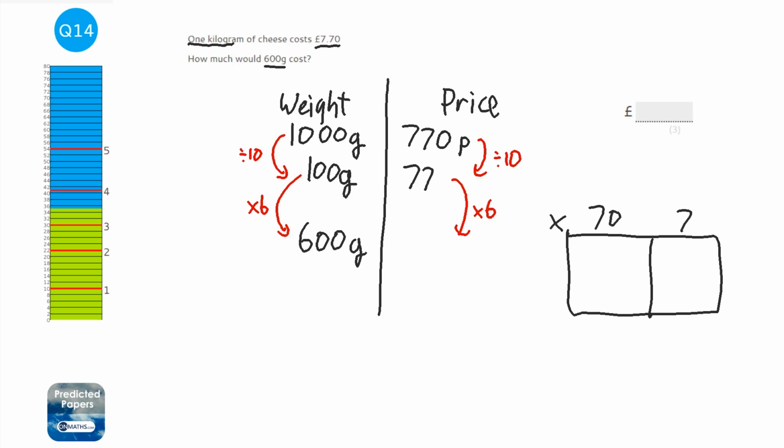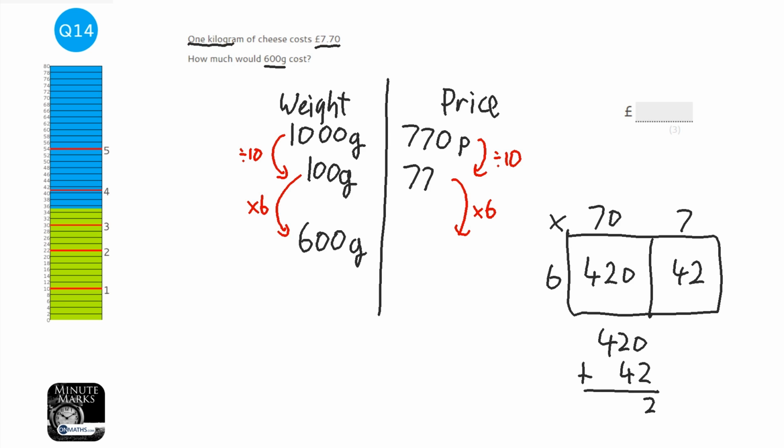So we've got 77 times 6. 6 times 7 is 42. Add a 0. 6 times 7 is 42. Add them together. Probably don't need to do this, but anyway, I'll do it anyway. 264. So it's 462 pence. But in pounds, it would be £4.62.